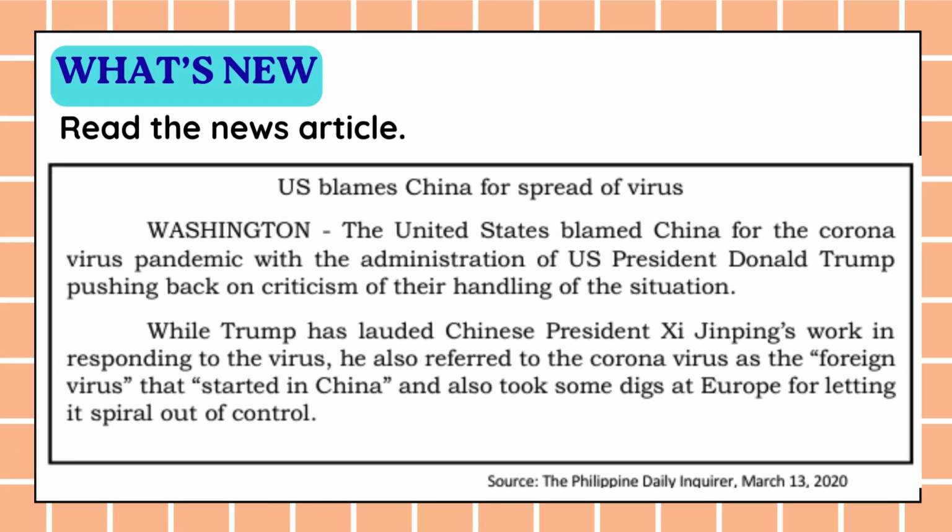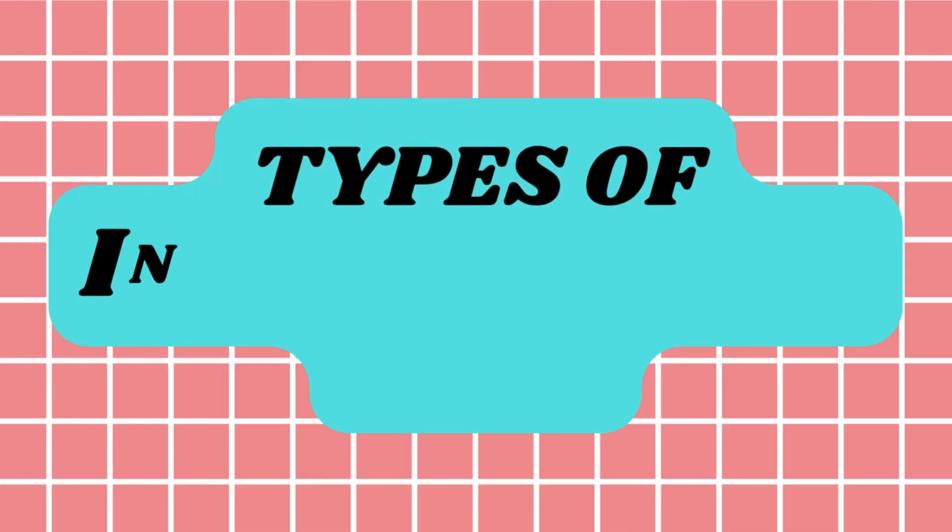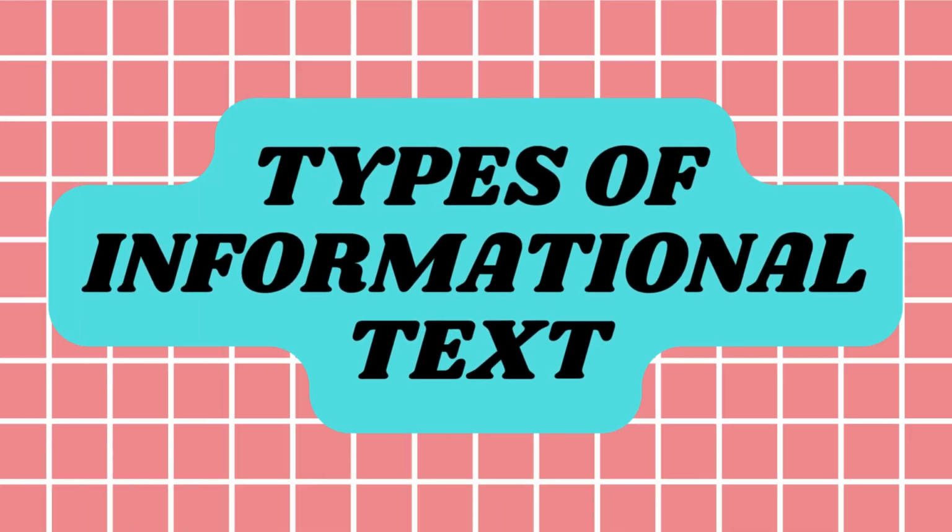Now, let's explore what's new. Read the news article. That is a news article, and like many news stories, it is an example of an informational or factual text. These types of texts are important because they give true and reliable information about real events, people, or ideas. There are different types of informational and nonfiction texts. Let's get to know them.